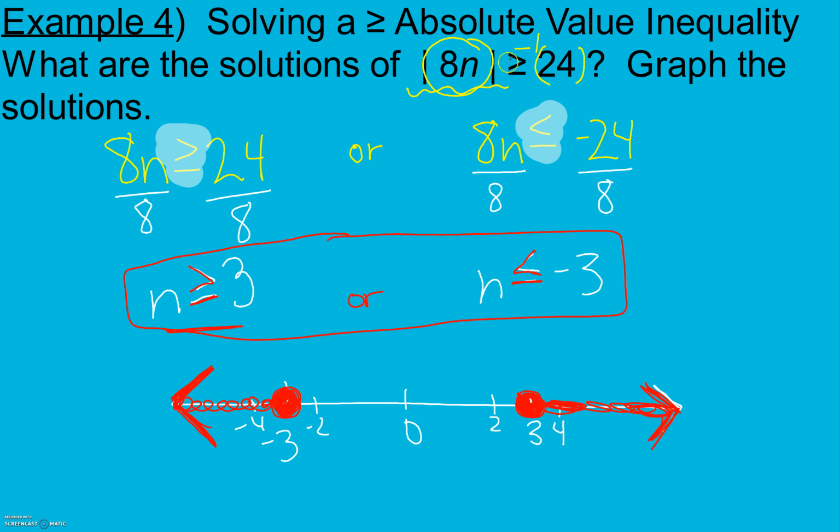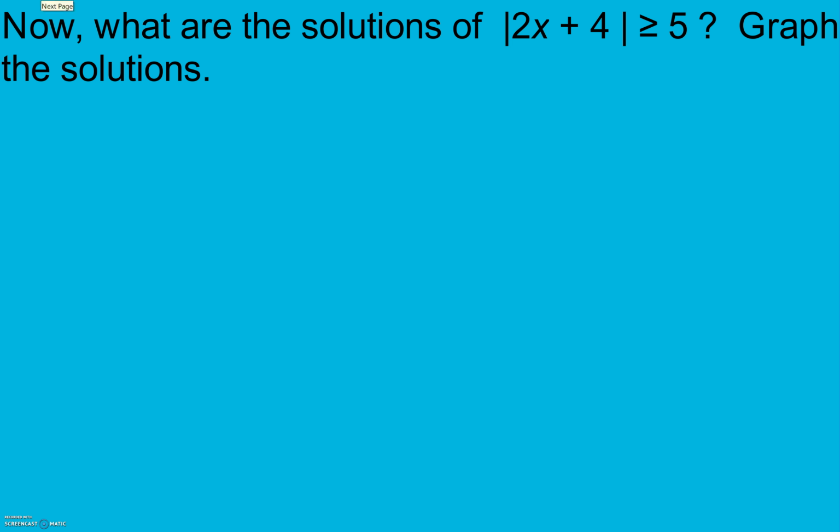I want my distance to be greater than or equal to 3 units away. So from 0, I'm more than 3 away. I'm more than 3 away. Go ahead and pause and try here if you'd like.